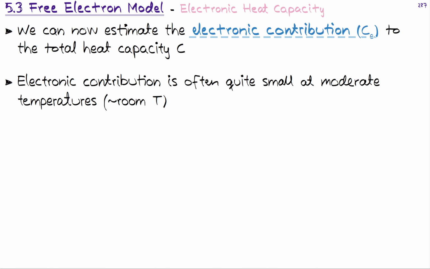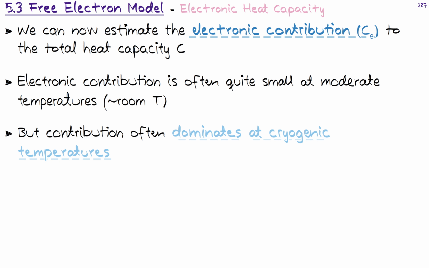But as we noticed in our earlier treatment of the heat capacities, when we go to colder and colder temperatures, so to the cryogenic temperatures, the lattice contribution vanishes quite quickly. When we go to cooler temperatures, the T dependence dramatically decreases the lattice contribution to the heat capacities. And because of this, the electronic contribution often starts dominating at cryogenic temperatures. So this is what happens, and this is what we will learn next.